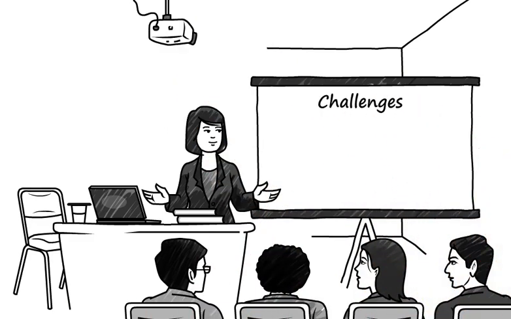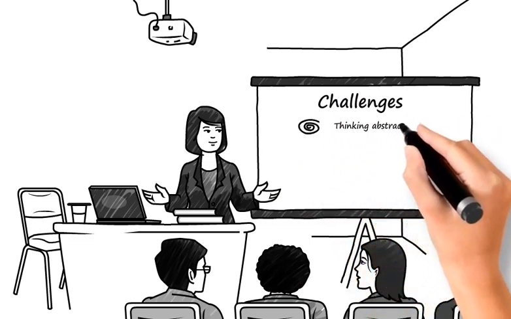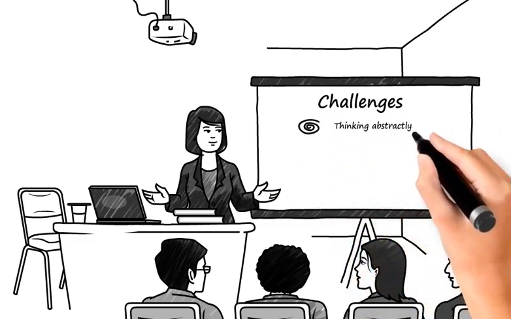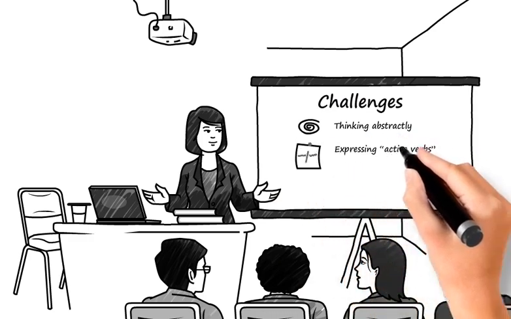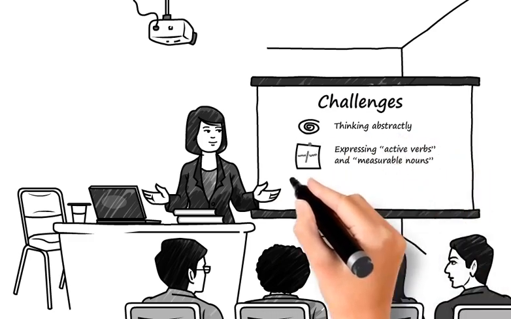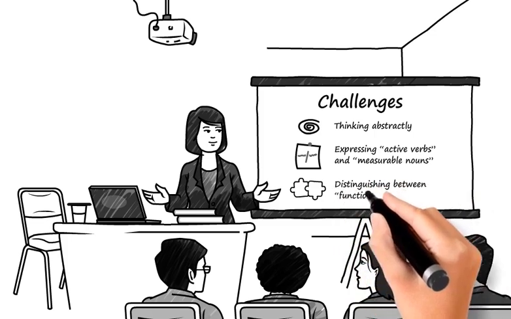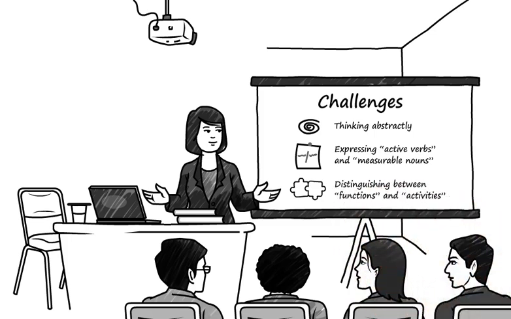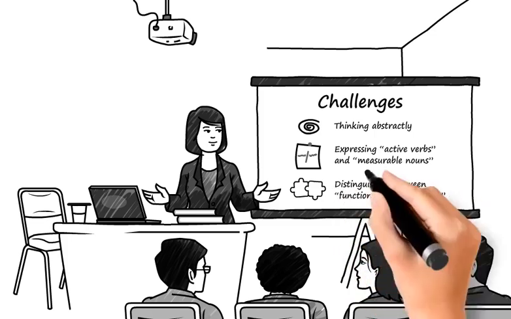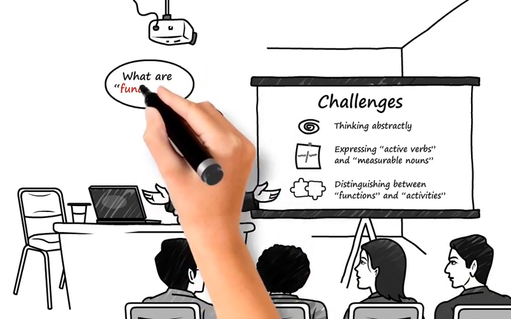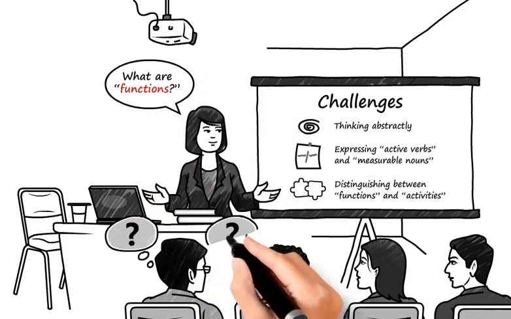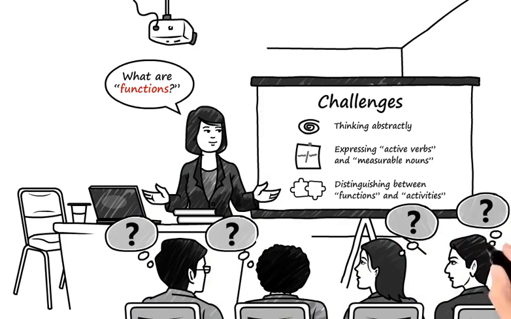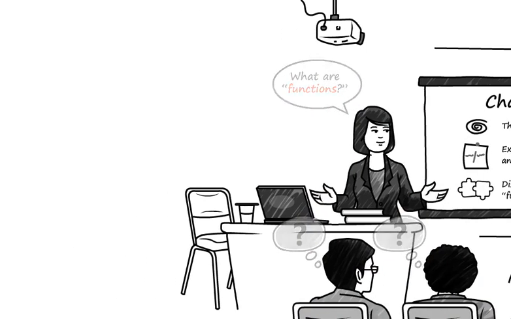Some of the challenges to getting novices to understand the process include getting them to think abstractly, helping them to understand how to express active verbs and measurable nouns, and enabling them to distinguish between functions and activities. There are many ways to help a team identify the functions of a project or a process. The first challenge is helping them to understand how to express functions.